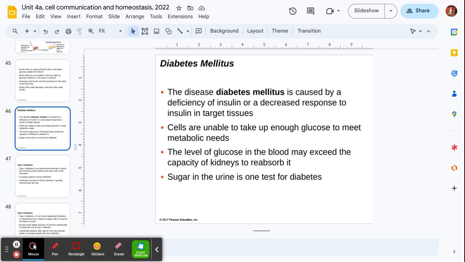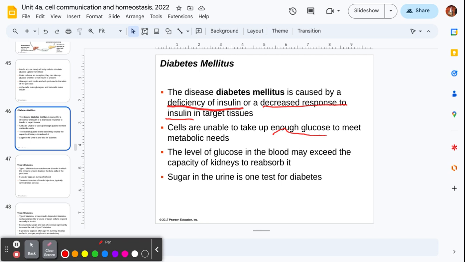Diabetes is caused by either a lack of insulin or a decreased response to insulin. In either case, your body's cells can't take up enough glucose because they don't know that the glucose is out there in the bloodstream. And that starts causing your cells to starve because they're not getting the food that they need to produce ATP.